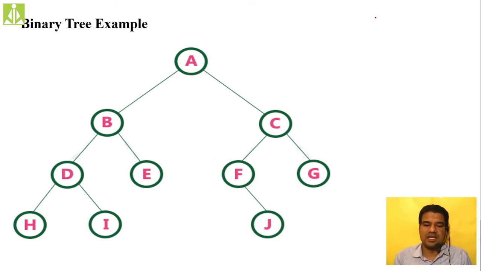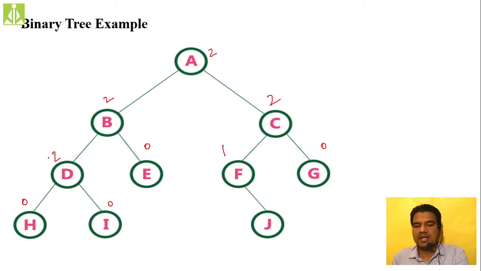Over here you can see the A node, the root node. How many children does it have? 2 children, B and C. B has 2, D and E. C has 2, F and G. F has only 1, J. G has 0. D has 2, E has 0, H has 0, and I has 0. So likewise, it is a binary tree.